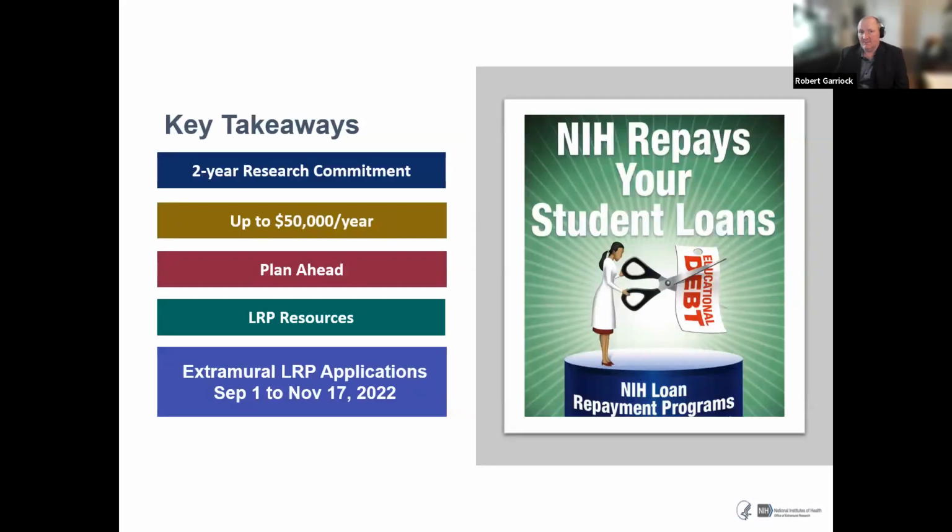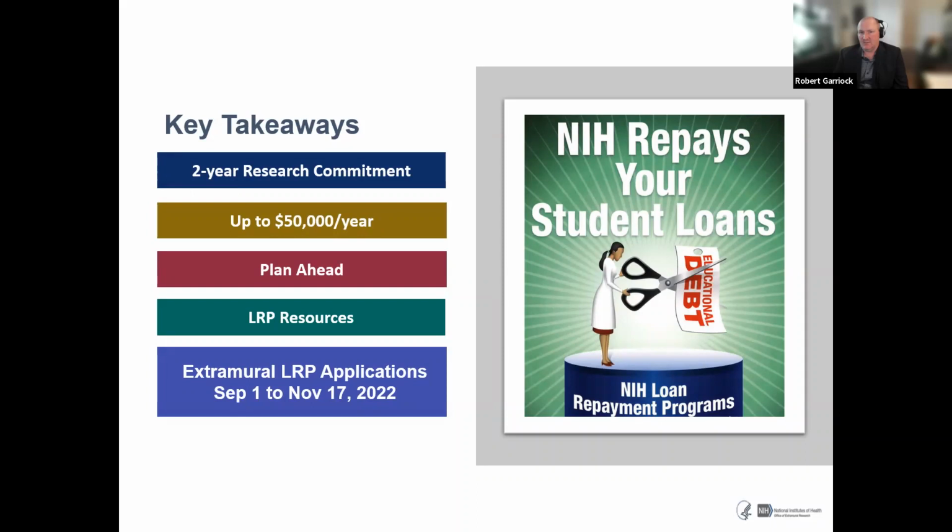The key takeaways are that for a new applicant, it's a 2-year research commitment, with $50,000 of potential loan repayment per year. I want to mention that that is the maximum award. On the website, there is a loan repayment calculator. You can put in your total loan debt and your salary. It will do the debt to income calculation for you to make sure you're eligible, and it will also tell you how much your award would be if you were to get an LRP award. Great resource. Please use it.